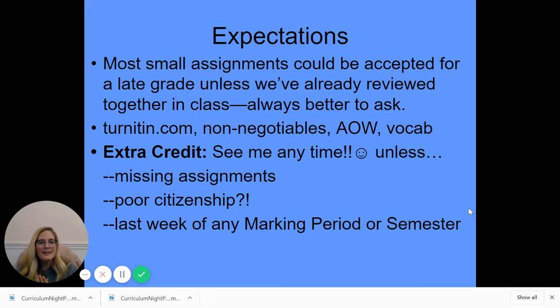Non-negotiables are used for essays. We can talk about that when we get there. Article of the week will be something that we try to tackle when we're back in person. I might see if we can cross that bridge remotely depending on how long this lasts.